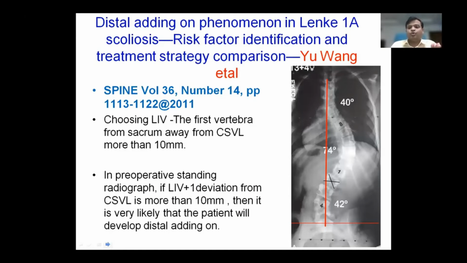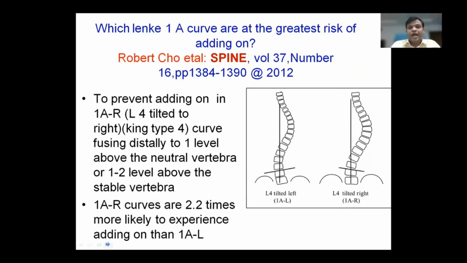They also said how to choose a LIV in Lenke type 1 curves. That is, the LIV should be the first vertebra from the sacrum that is away from the CSVL by more than 10 millimeters. They also said that if, on a preoperative standing radiograph, the LIV plus 1 deviation from the CSVL is more than 10 millimeters, then it is more likely that you will have adding on.